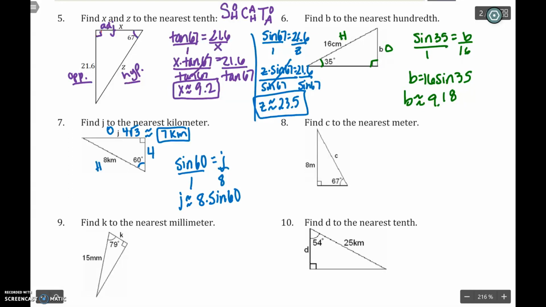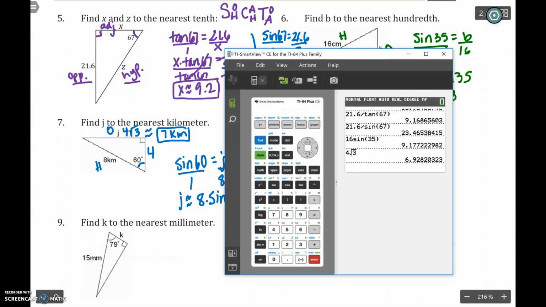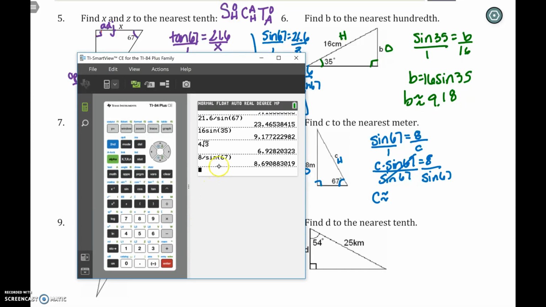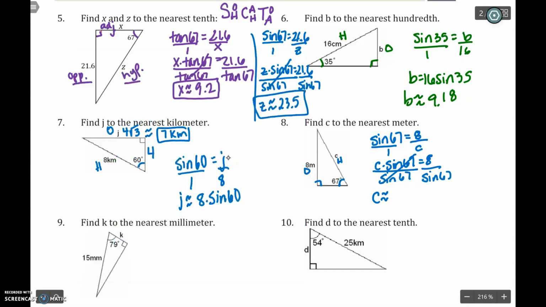On to number 8. Our angle is 67. We're dealing with the opposite and the hypotenuse, so that is sine. So sine of the angle, which is 67, is equal to the opposite, which is 8, over the hypotenuse, which is c. We'll cross multiply. And then since c is not alone, it's not isolated, we're going to divide by the sine of 67 on both sides. And to the nearest meter, 8 divided by sine 67 would be about 9.